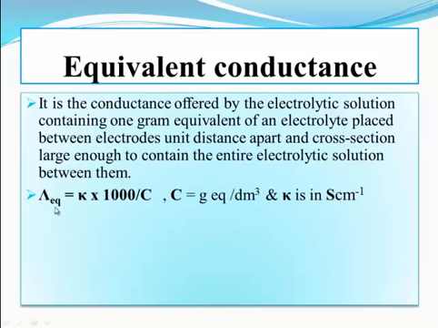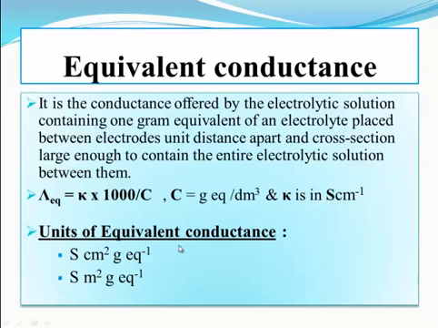So lambda equivalent, that is the equivalent conductance, can be represented as kappa into 1000 upon C, where C is the concentration in gram equivalents per dm cube, that is technically the normality of the solution, and kappa is as usual measured in Siemens per centimeter. So the unit of equivalent conductance can be written as Siemens centimeter square per gram equivalent or Siemens meter square per gram equivalent.